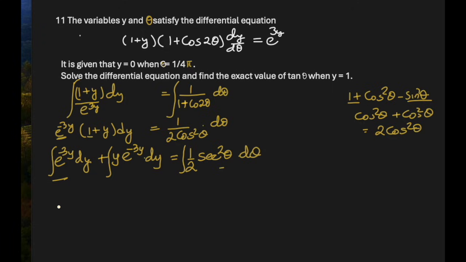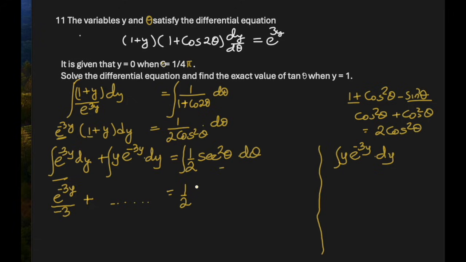So e to the power minus 3y, we copy this for integration and divide by the differentiation of the exponent, which is minus 3, right? Plus there will be a constant also. We'll take care of constant later. Let me write it here. Y e to the power minus 3y. This is what we have to integrate later. So we'll keep some space here, and this will be half the integration of secant square, which is tan theta. Now I will write a constant here.